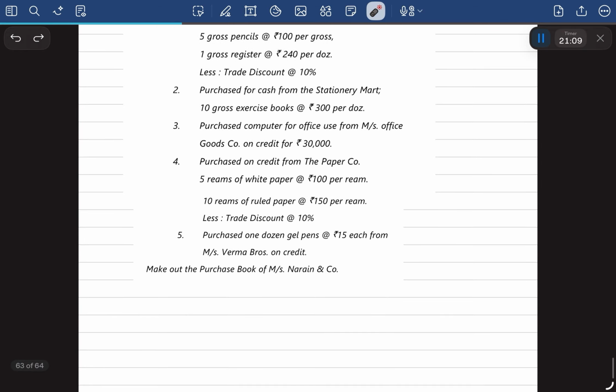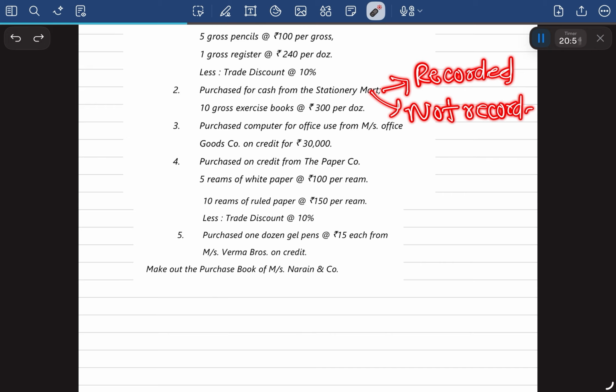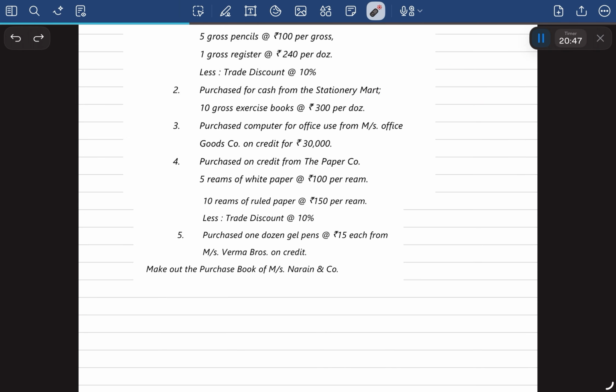Second transaction, purchased for cash from the stationery mart. So answer me, will we record it or not? Just give me the answer in the comment. Okay, this is a cash purchase from the stationery mart, so we will not record it. Then, purchased computer for office use from Major's office.